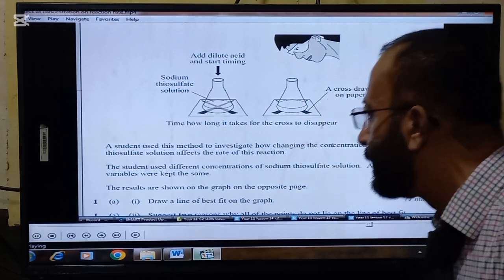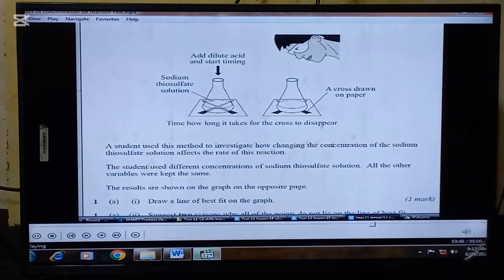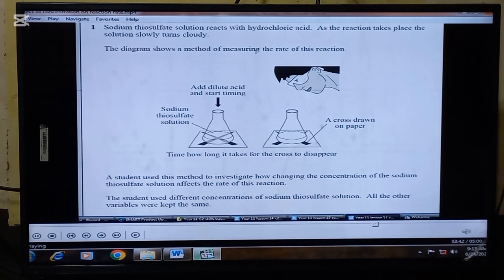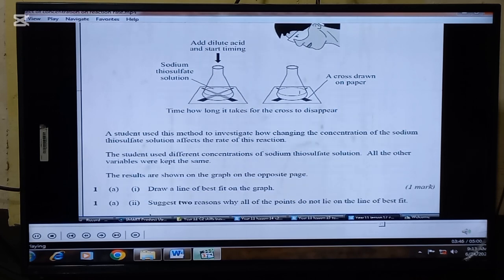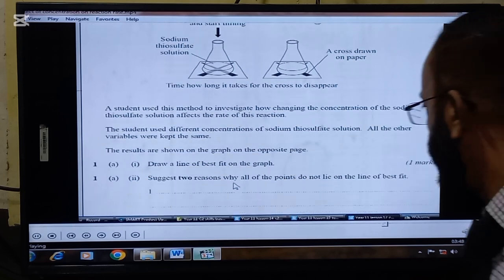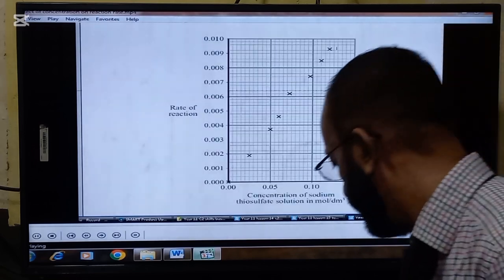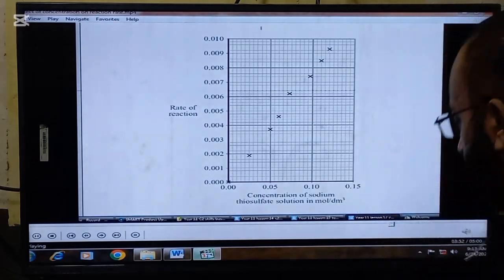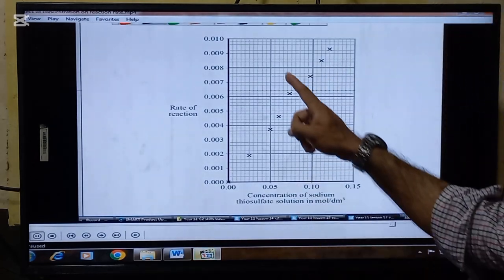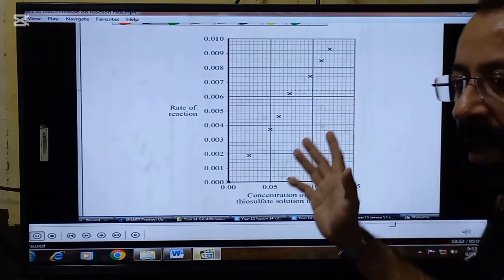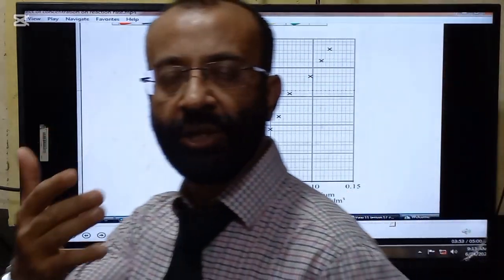Look now, the question is how changing the concentration of sodium thiosulfate affects the rate of reaction. Obviously, you would read all this carefully, so you can pause it. And then we go to the question. Drawing a line of best fit on the graph, that's here on this one. So this will be a figure that you will draw.